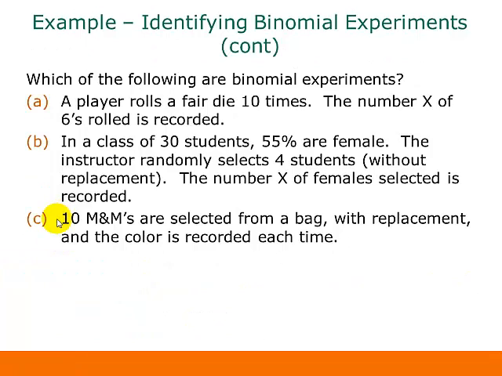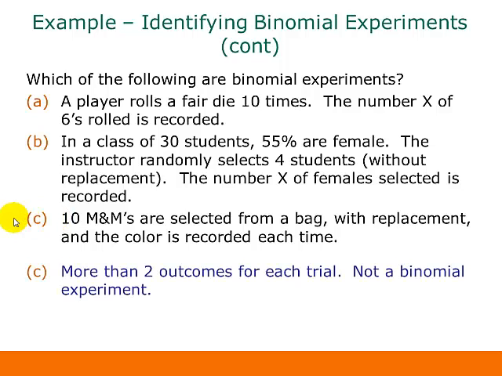Okay, and last of all, 10 M&Ms are selected from a bag with replacement, and the color is recorded each time. And this one, because we're recording the colors, that means that we have more than 2 outcomes for each trial. Most varieties of M&Ms have 5 or 6 colors, so we would actually have 5 or 6 possible outcomes for each trial. That means it's not a binomial experiment.